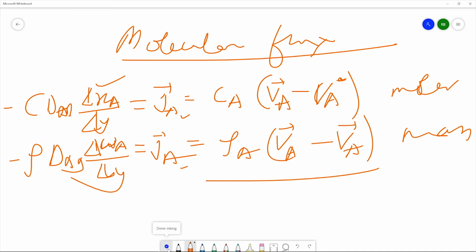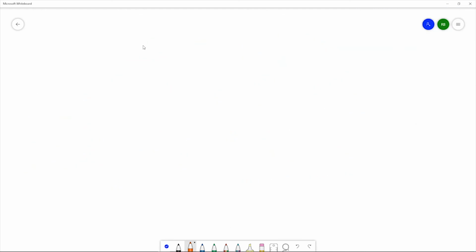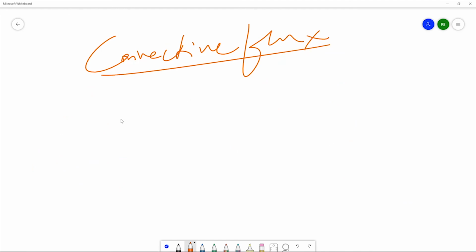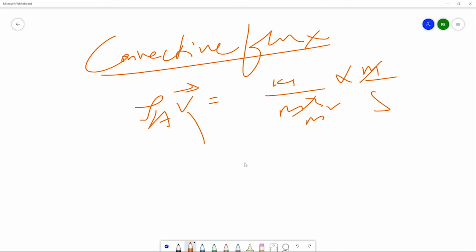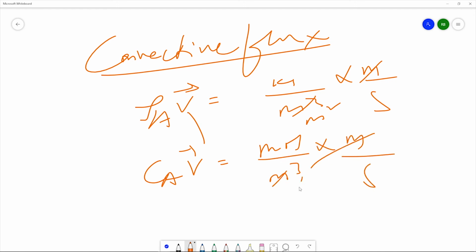Okay, now let's talk about the convective flux. So convective flux in both units, mass and molar terms. Let's say I want to calculate the convective flux of species A. So this is rho A V, where V is the velocity of the fluid. If you check the units, kg per meter cube into meter per second, so it is mass flux, right? Similarly, if you write CA V, then it will have mole per meter cube into meter per second, that is mole per meter square second, that is your molar flux, right?